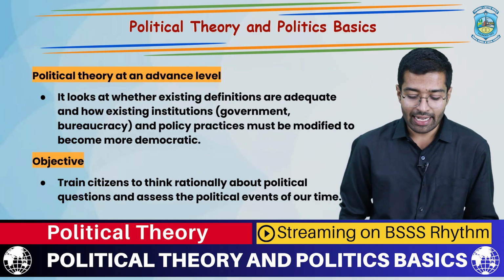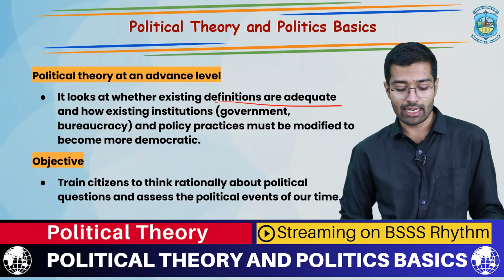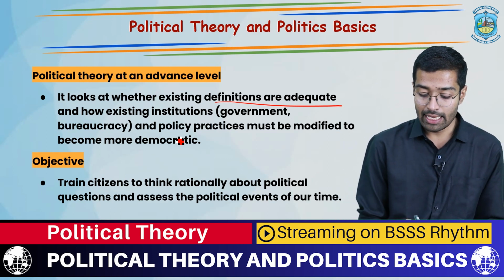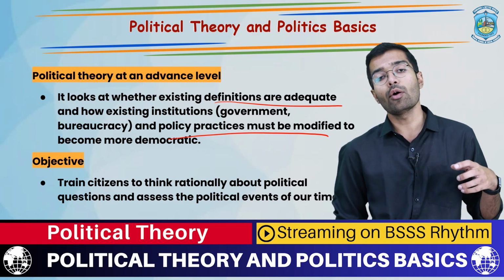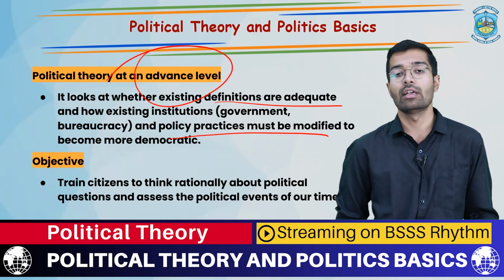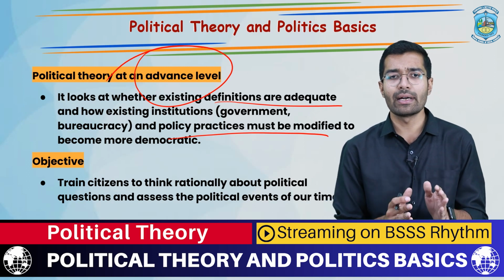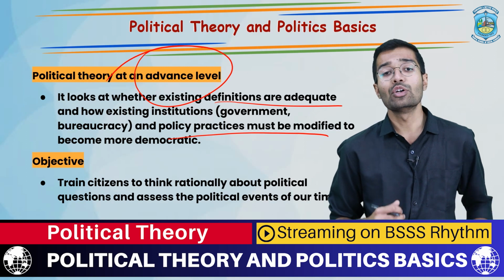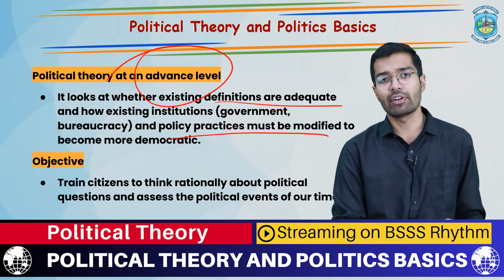Now, political theory at an advanced level looks at whether the existing definitions are adequate and how existing institutions, government, bureaucracy, and policy practice must be modified to become more democratic. At the advanced level, we ask whether the existing definition of liberty is correct or not. Do we need to change the definition of liberty? Do we need to change the definition of justice? Do we need to change the definition of democracy?